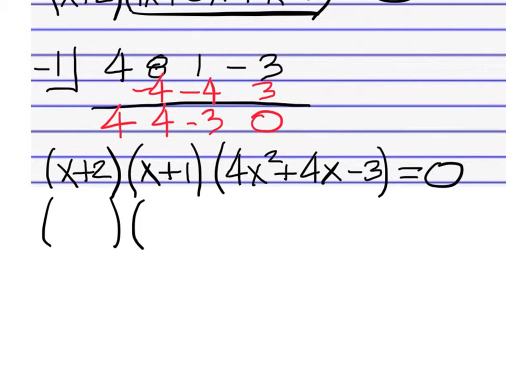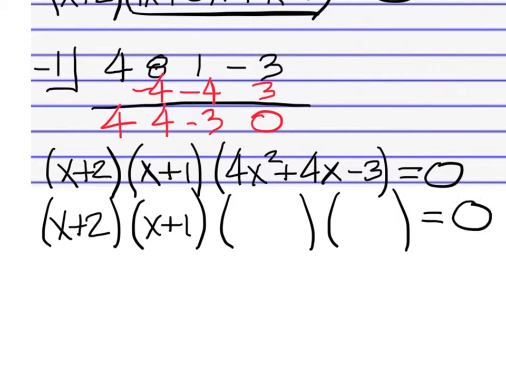So here's what we have so far. We have x plus 2, x plus 1, and now let's try to factor this here. 4x squared. If I'm going to break up 4x squared, what two things can I multiply together to get 4x squared? 2x and 2x. We can try that. And if I have a plus and then a minus in my expression, that means the signs in my quantities will be what? Plus and minus.